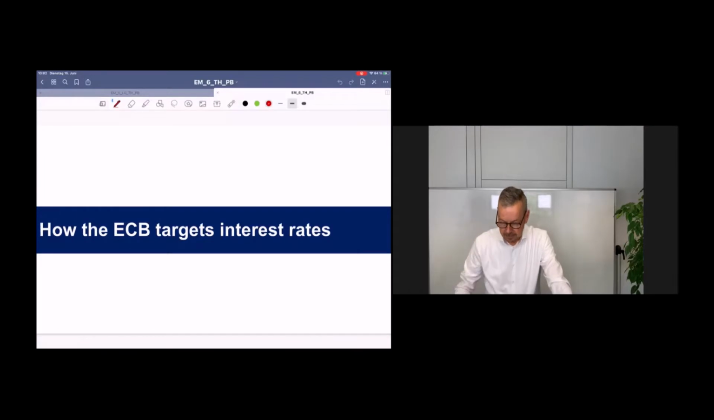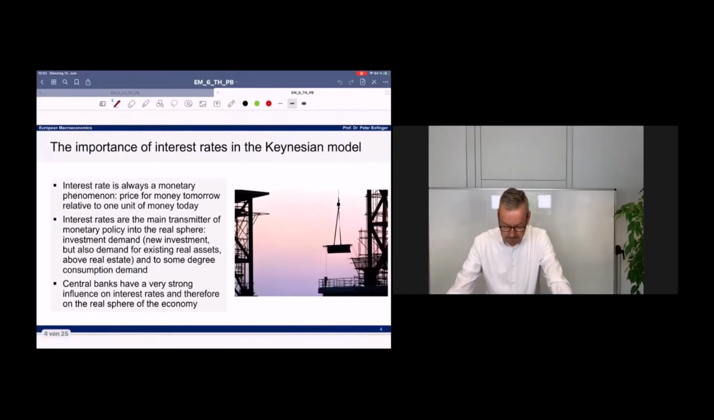It's also important in this context, when we talk about interest rate in the Keynesian model, it's always a monetary phenomenon. It's the price for money tomorrow relative to one unit of money today. And when we talk about the real interest rate, it is not the commodity interest rate of the classical model, it is the monetary interest rate of the Keynesian model deflated by some kind of price index.